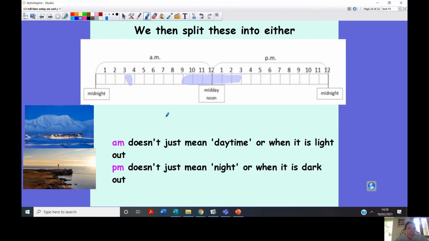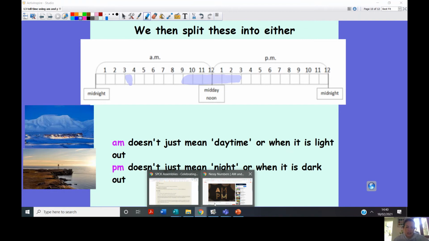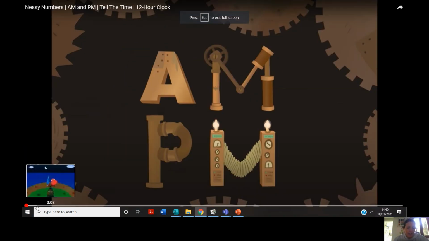For around 100 days of the year, the sun never sets, which means it is light for around 100 days of the year. In the winter, it's then dark. The sun never fully rises, again, for around 100 days. So this is why with AM and PM we can't just say AM is light and PM is dark. So we're going to watch a quick set of Nessie numbers going on about AM and PM.